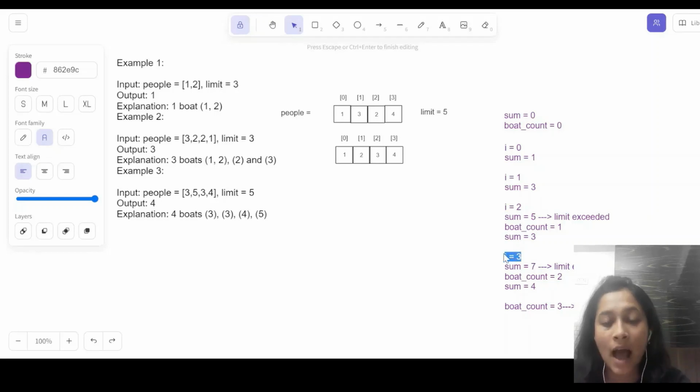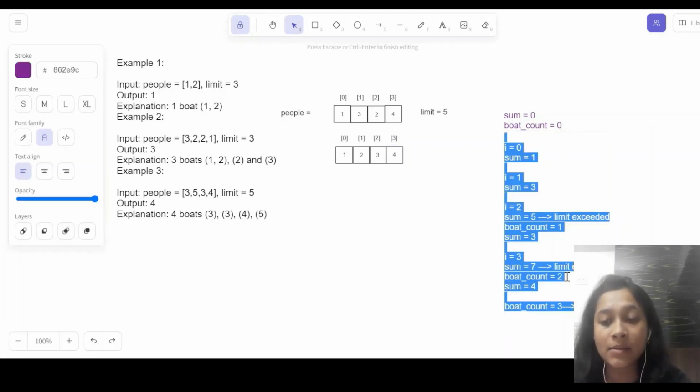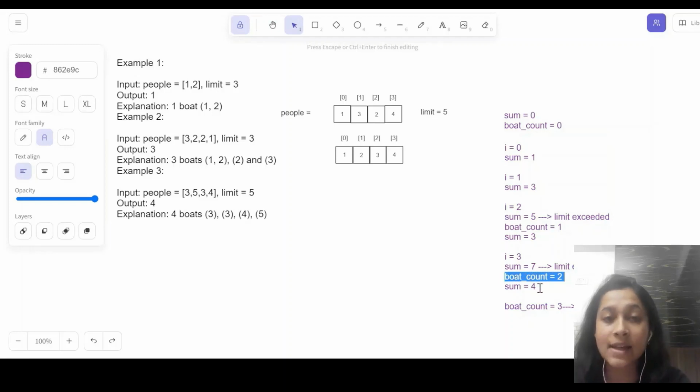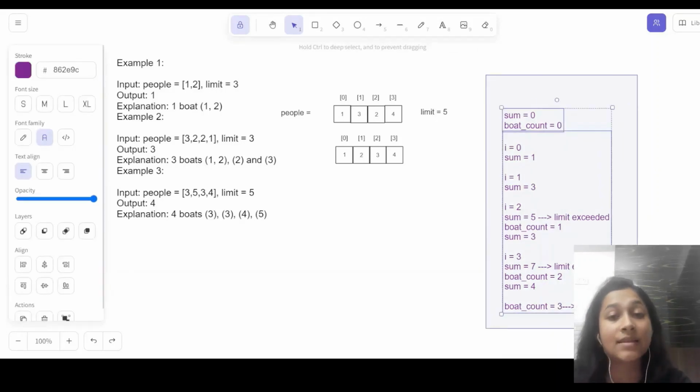Now at index i, my weight is 4. So 4 plus 3 is 7, which is greater than 5. So I will increment my boat count and again reset sum as 4. Increment my boat count. But I'll say this approach is wrong. We have got our count as 3, but there is still a possibility to minimize this count.